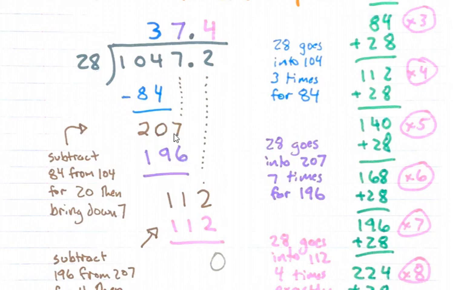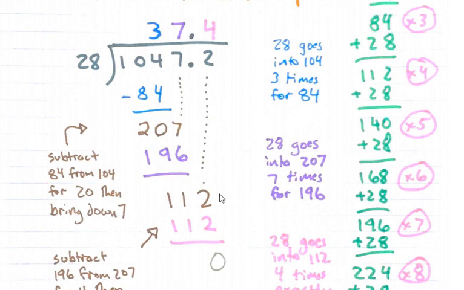Do the subtraction. 7 minus 6 is 1. 20 minus 19, or borrow and regroup if you want. 10 minus 9 is 1. Bring down the 2. How many times does 28 go into 112? I don't know, but my ladder does. It goes into 112 exactly 4 times.